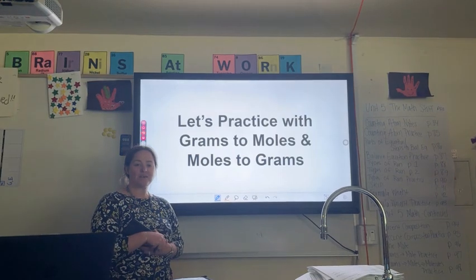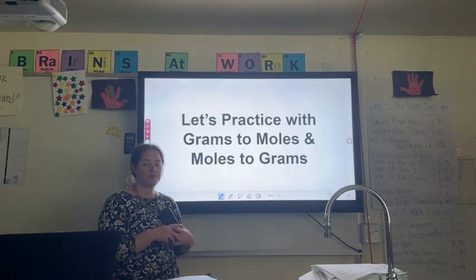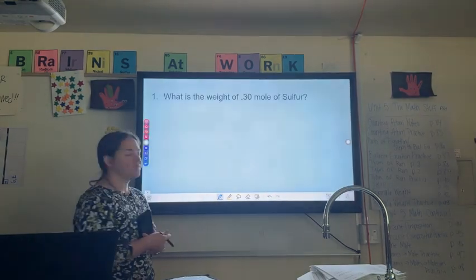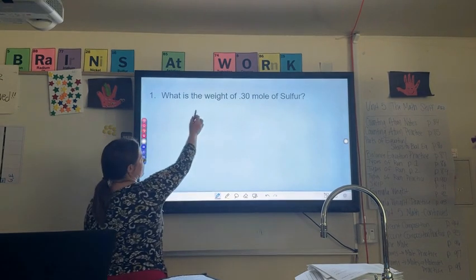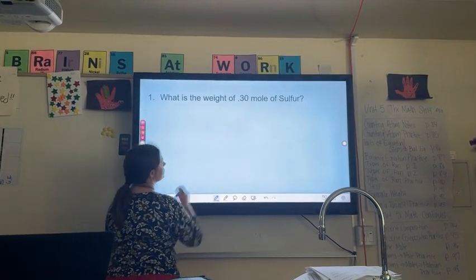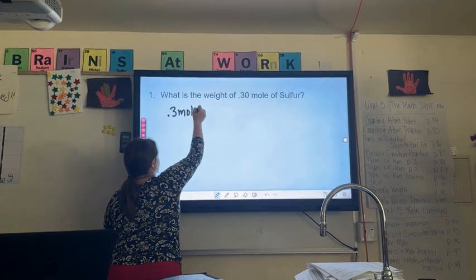All right, we're going to do some practice for grams to moles and moles to grams. You need a calculator, something to write with, and a periodic table. The first one we're going to do starts with 0.3 moles of sulfur, and we're solving for weight. Weight is always in grams. So just a reminder, you start with your given. So 0.3 moles of sulfur.